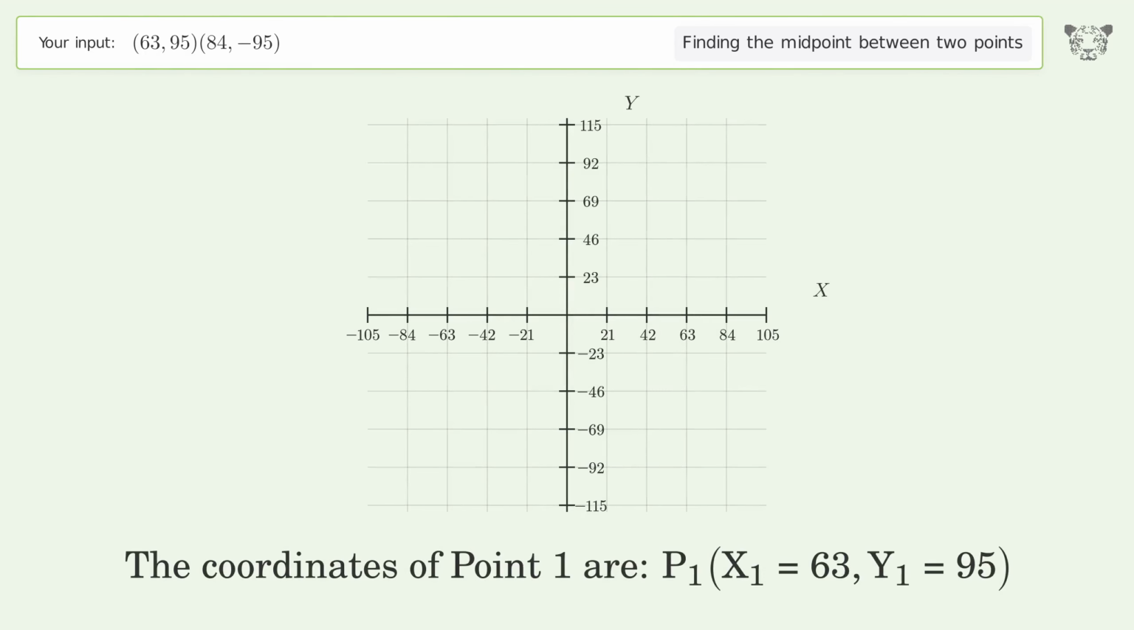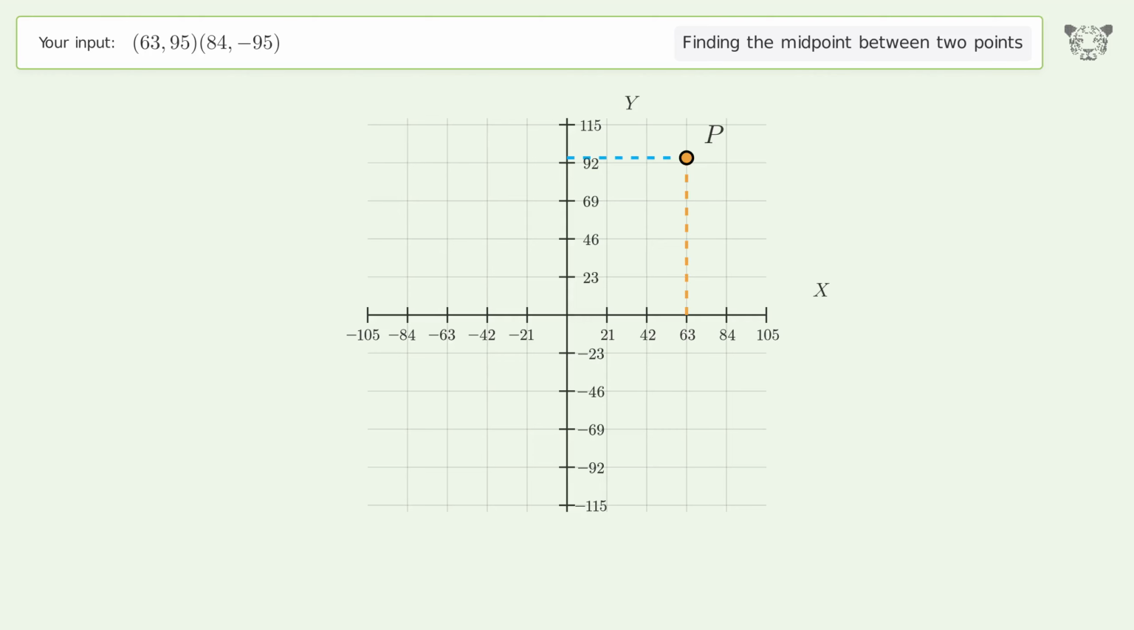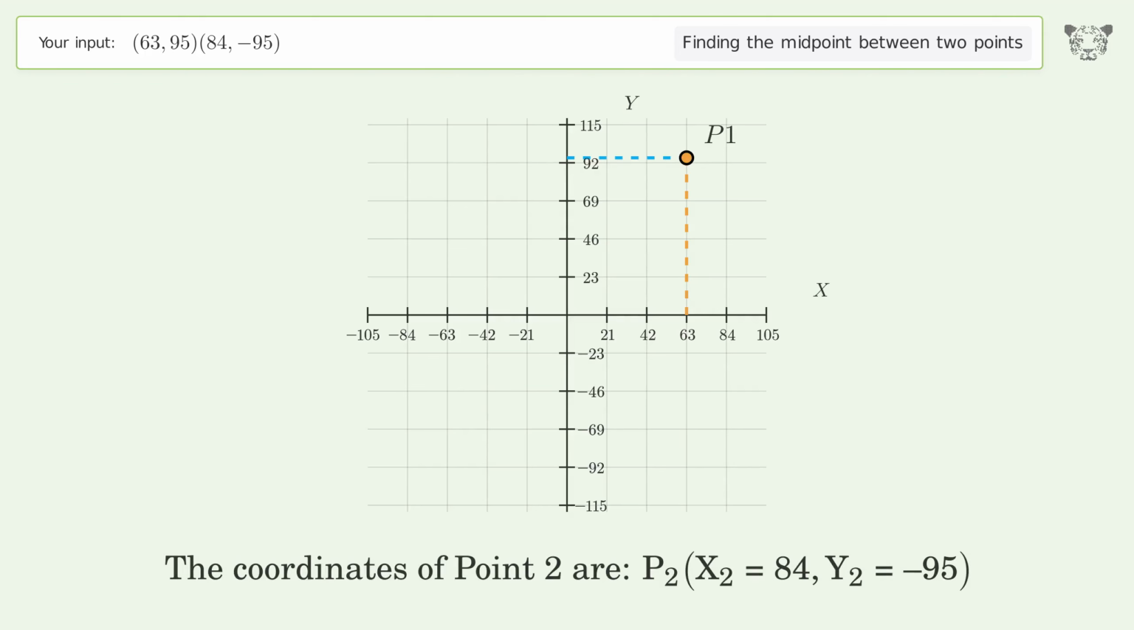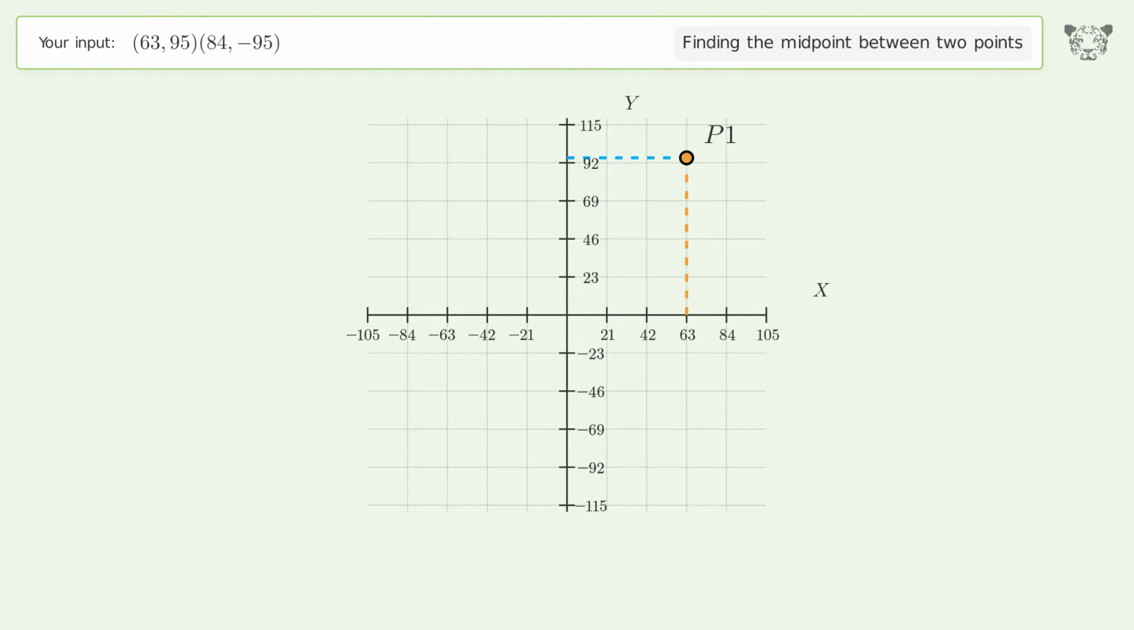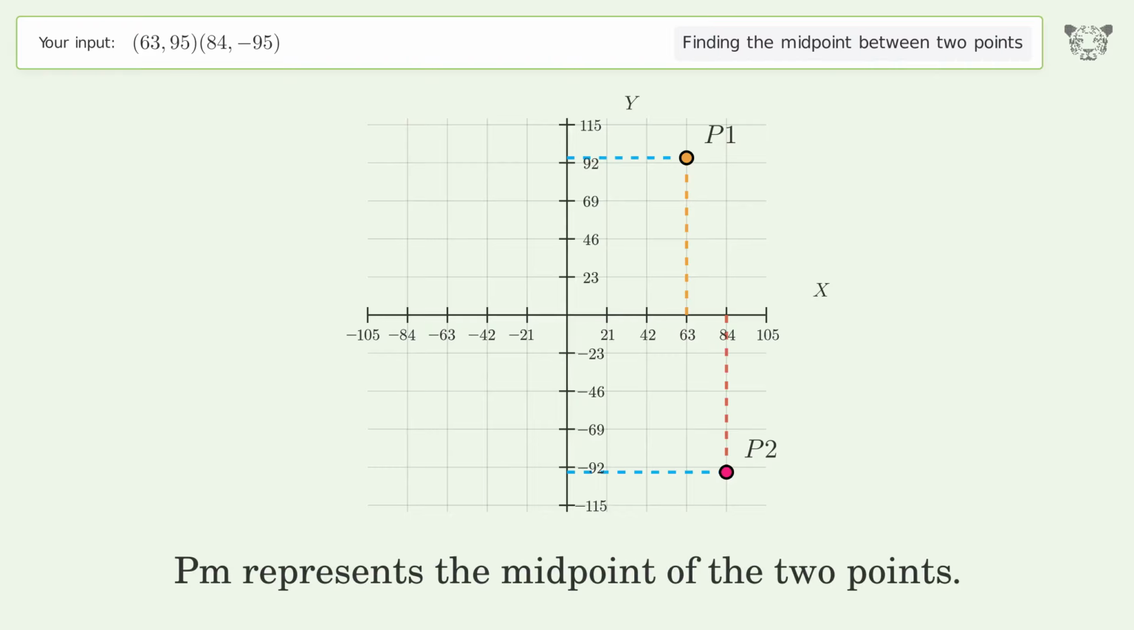The coordinates of point 1 are x1 equals 63, y1 equals 95. The coordinates of point 2 are x2 equals 84, y2 equals negative 95. PM represents the midpoint of the 2 points.